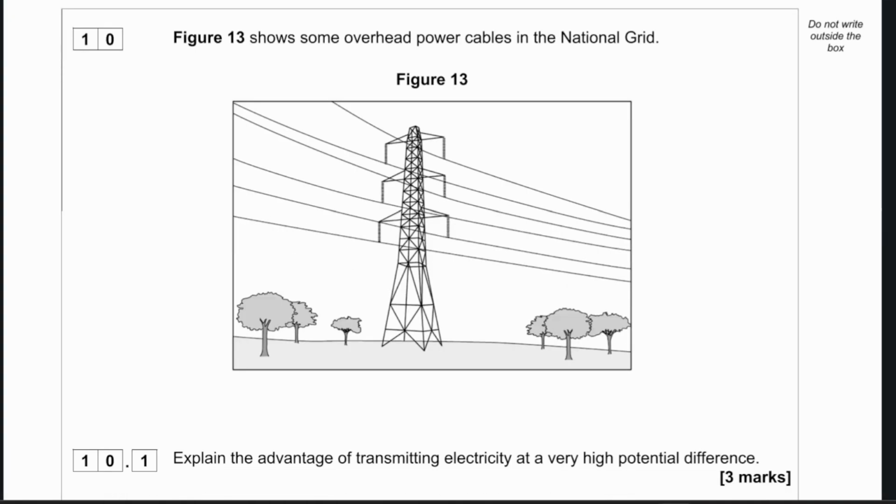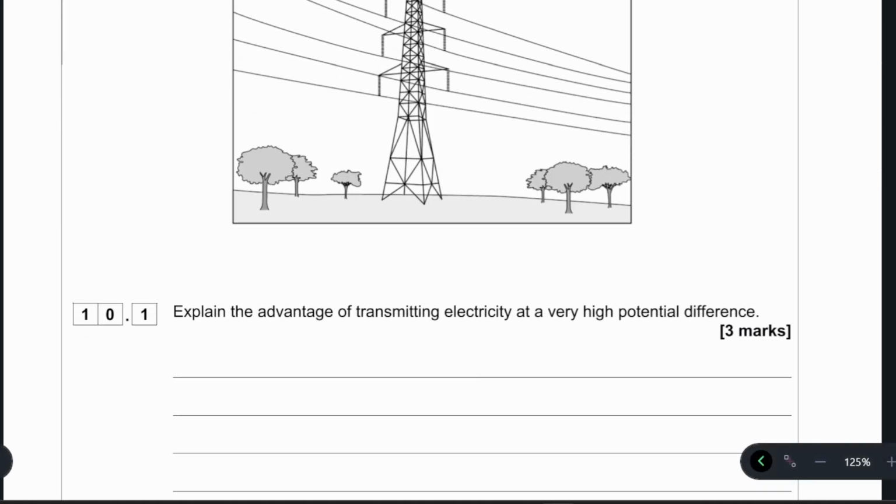Okay, question 10, I think the penultimate question in this exam paper. Figure 13 shows some overhead power cables in the national grid. Explain the advantage of transmitting electricity at a very high potential difference. So this is quite a standard question, and we should have a standard answer ready for it.